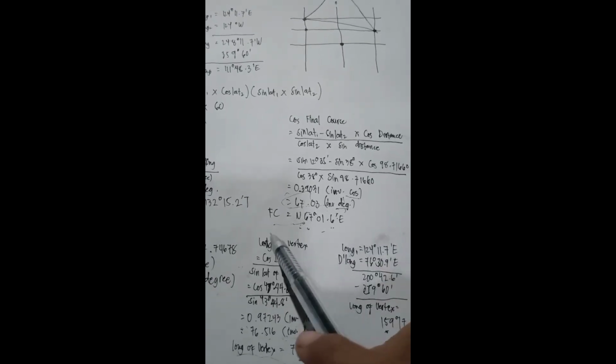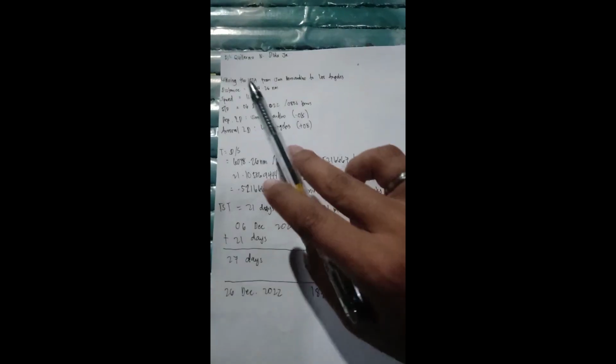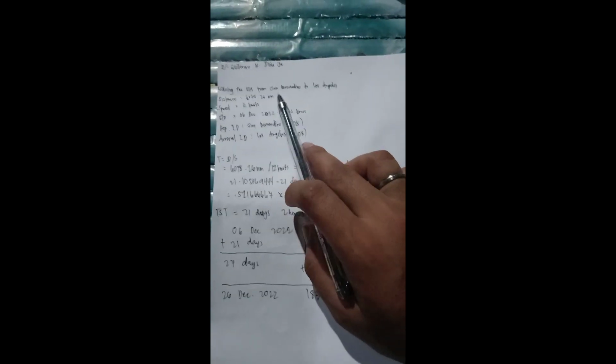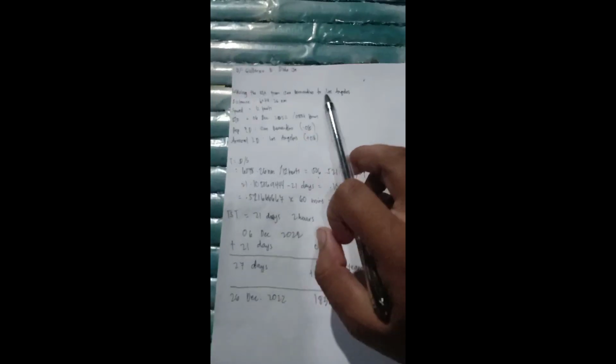So this is the final course. North 67 degrees 01.6 minutes east. So that's all for the voyage planning. And so the next part is the solving for the ETA from San Bernardino to Los Angeles.